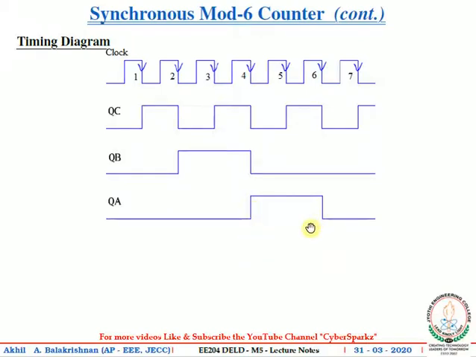Which means that the duty cycle of this waveform is 2/6 or 1/3. One more thing you can infer from the waveform is that the frequency of the QA output is 1/6 of the clock frequency, as expected in a mode 6 counter. So I hope with this explanation and the simulation work, you are familiar with the concept and working of a mode 6 counter.